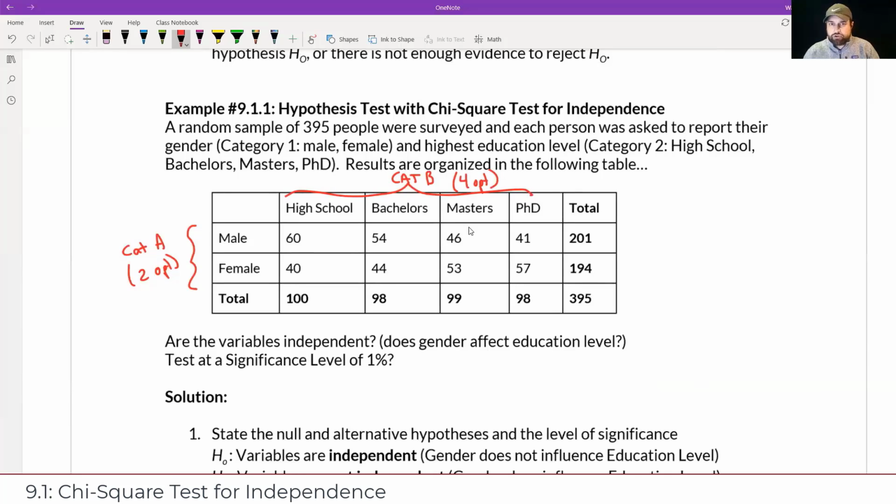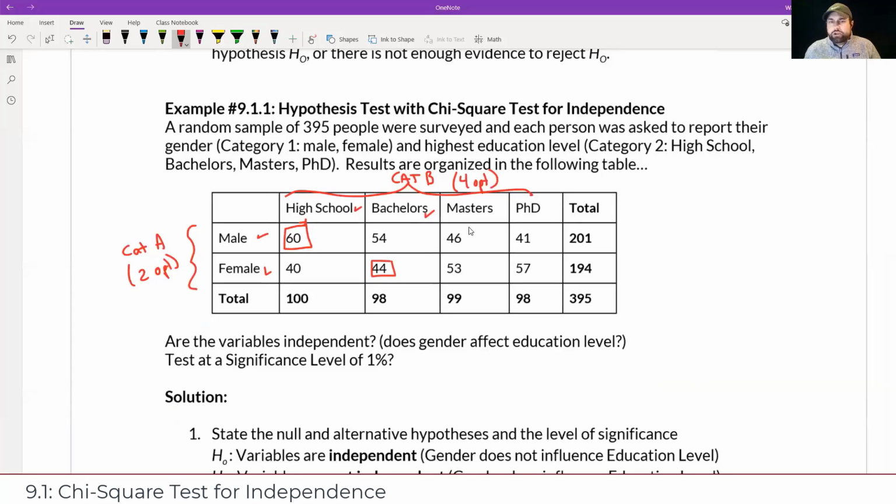So what this describes is a sample where they surveyed random people and they said male or female, and then what is your highest level of education? So for example, this 60 represents 60 people surveyed who responded that they were male and their highest level of education was high school. This number represents 44 of the participants who indicated that they were female and their highest level of education was a bachelor's degree.